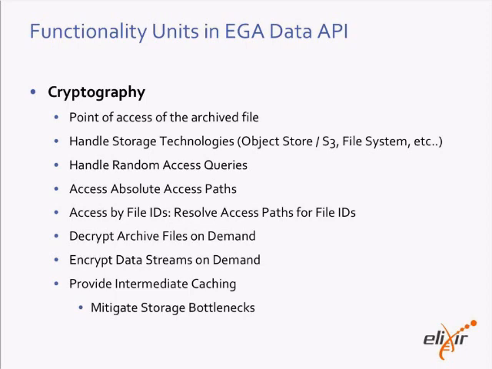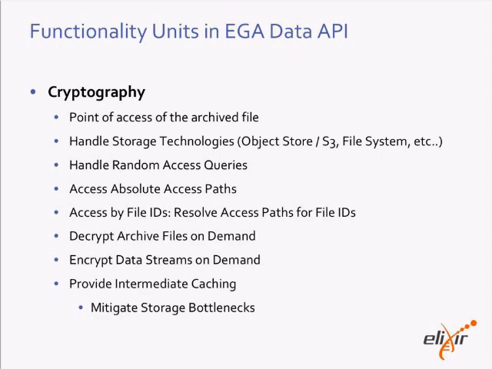The biggest component of this API is a cryptographic service. This is the point where the file is accessed by the API. This then also abstracts your backend storage technology. For example, we are using an object store at ELIXIR. There is a file system at CAC, but they're all accessed the same way on the other end of the service.